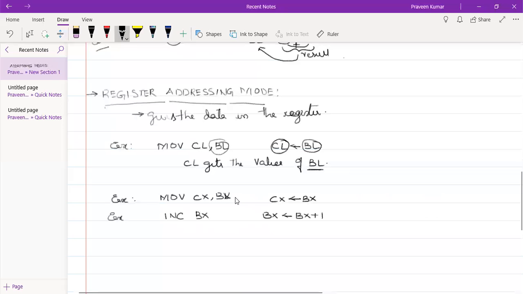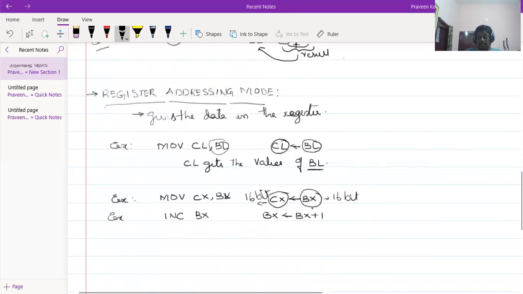In the second example, MOV CX, BX. What does this instruction say? The contents available in BX, which is 16-bit data, are copied into the CX register, which is also a 16-bit register. So the 16-bit data is directly copied into the 16-bit register. Clear? The next one is INC BX.